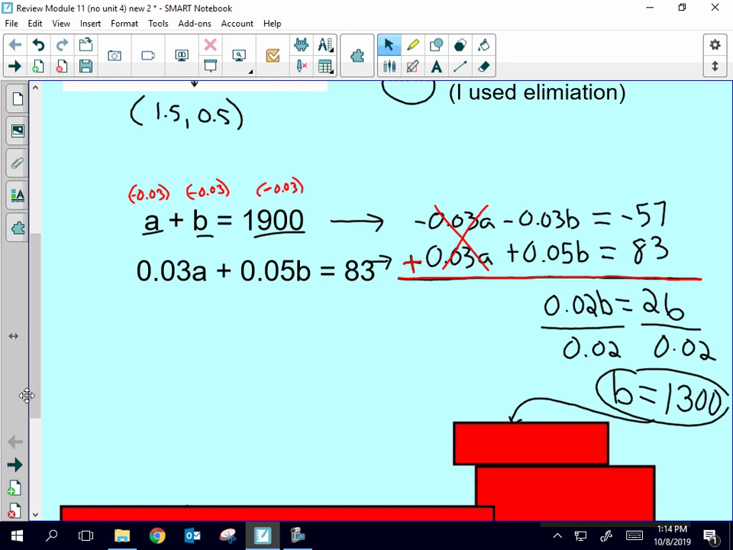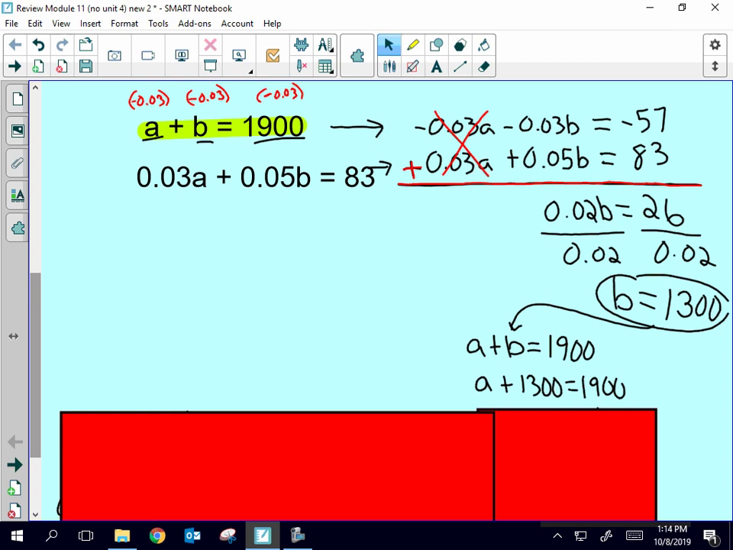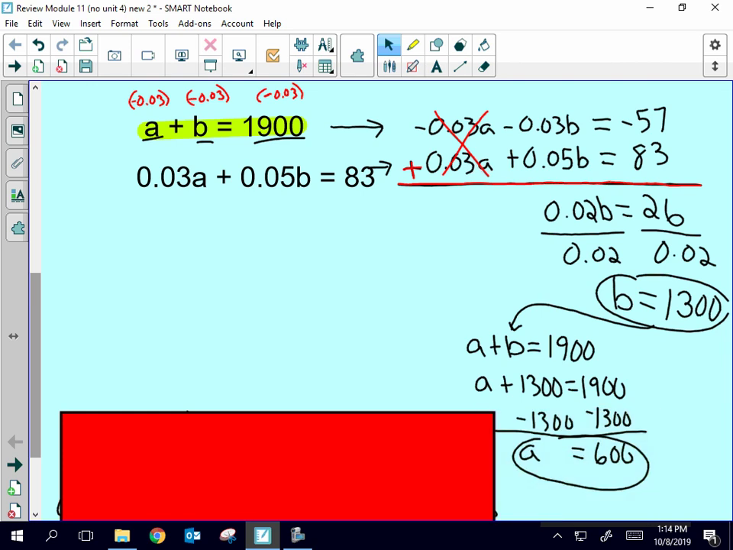So account B starts off with $1,300. To find what account A holds, we just plug in B to either of the first equations. I obviously think that the first one is much easier to plug B into to find A. You might be able to do that in your head, but I showed it here anyways. If A plus B is 1,900, and we know that B is 1,300, I can find A by subtracting 1,300 from both sides. So we know B holds $1,300 and A holds $600.